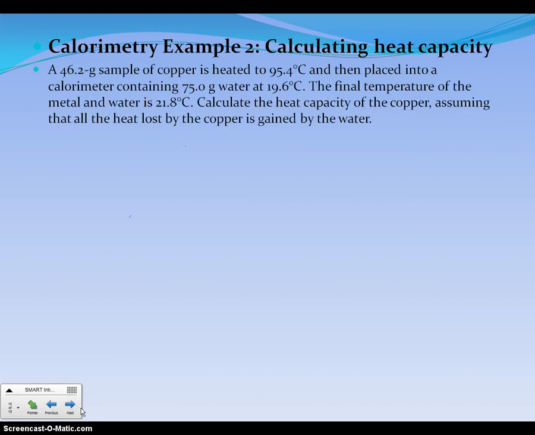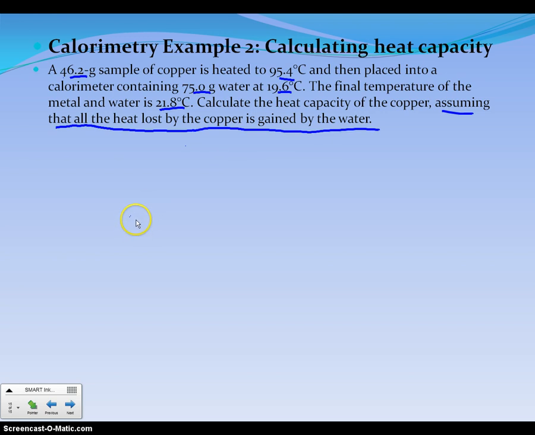Next example, calculating heat capacity. Now as I go through this particular example, I've got a lot of different challenges here because I've got a mass of copper and its initial temperature. I have a mass of water and its initial temperature. I mix the two together, and then there's my final temperature. So I've got to calculate the heat capacity of the copper with one very important assumption: that all heat lost by the copper is gained by the water.